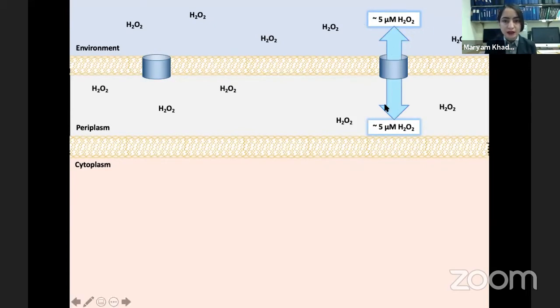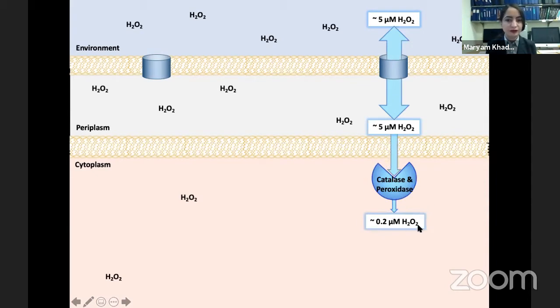The peroxide gets into the periplasm almost freely. A portion of that passes the inner membrane, and some of that gets degraded by the scavenging enzymes, catalases and peroxidases. Now, at this point, if we have about 0.2 micromolar hydrogen peroxide, that is enough to turn on OxyR. And if this process happens in the absence of oxygen, then we have FNR turned on as well.